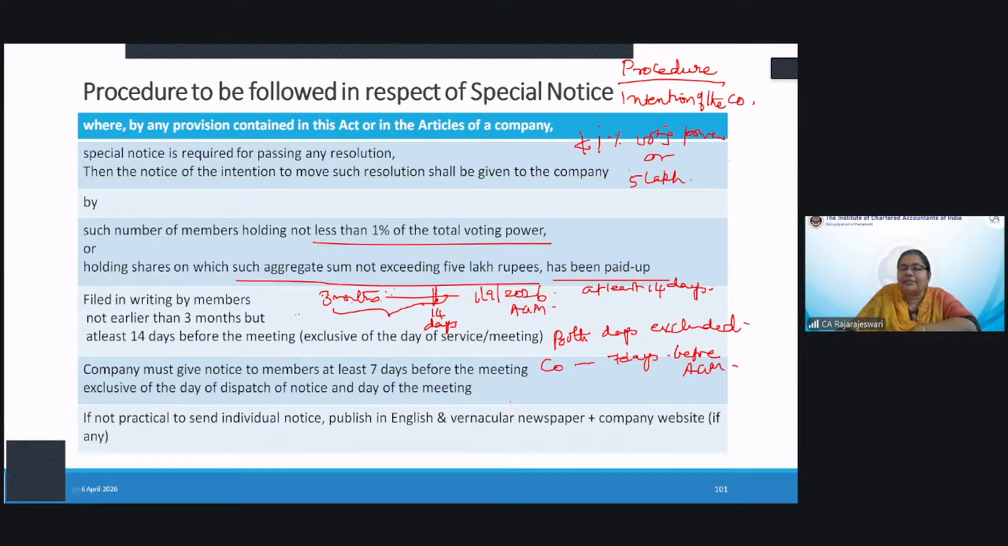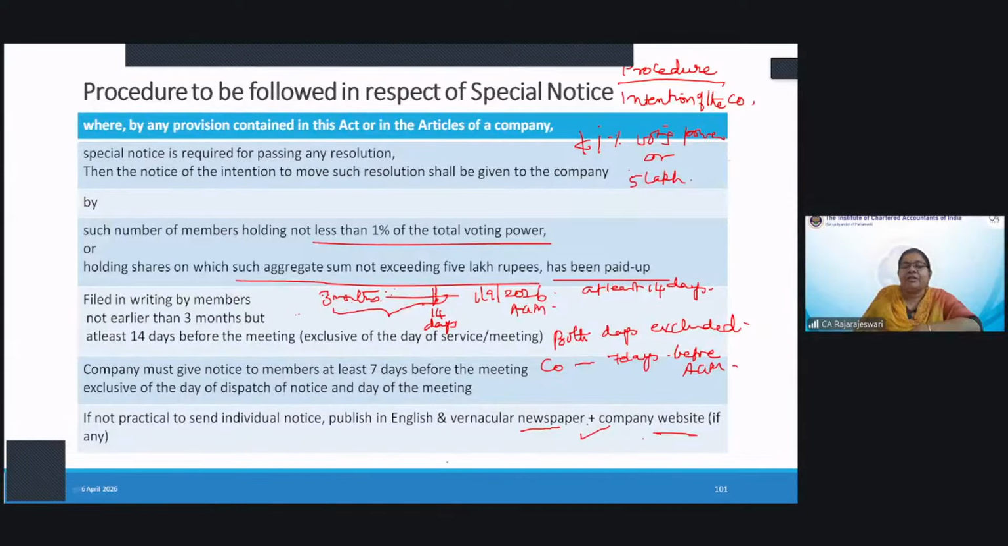If it is not practical, what the company does is that it will just advertise in the vernacular newspaper and in English newspaper and in the company's website. So this option is also there, which is carried out by the companies practically, because they would have already dispatched the notice. Then again, you should have to give it. So they follow this. Compliance should have to be done. So they comply by, if it is not practical, then they will publish it in English and vernacular.